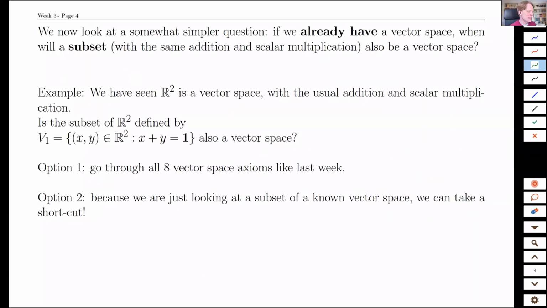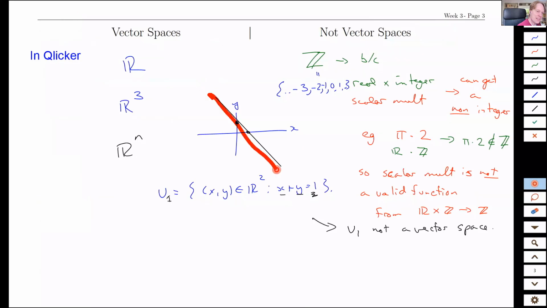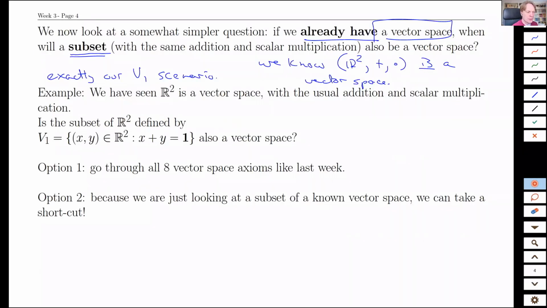And so mathematicians looked at that question and said, well, if we already have a vector space and we're considering a subset of that, so that's exactly our V1 scenario here. We know that R2 with the usual plus and scalar multiplication is a vector space. Right. We've already proven that. We've looked at that. We've seen that. And as long as we keep the same addition and scalar multiplication, the question is, well, is this subset of R2, is that line along here, is that line along there, does that define a vector space as well?